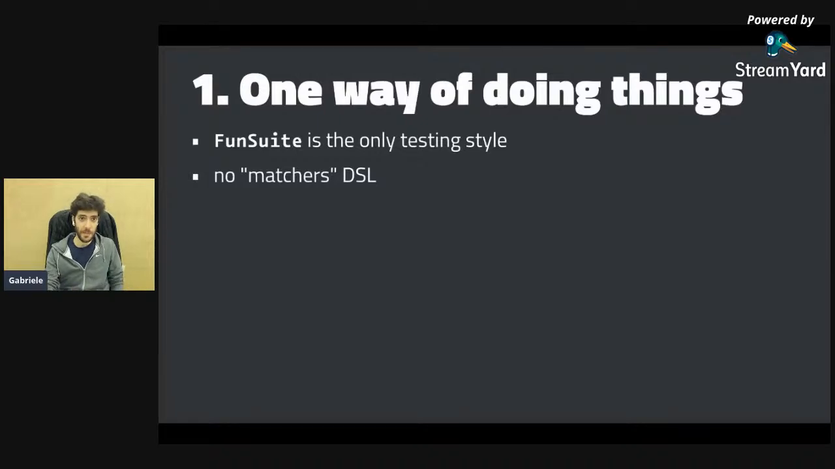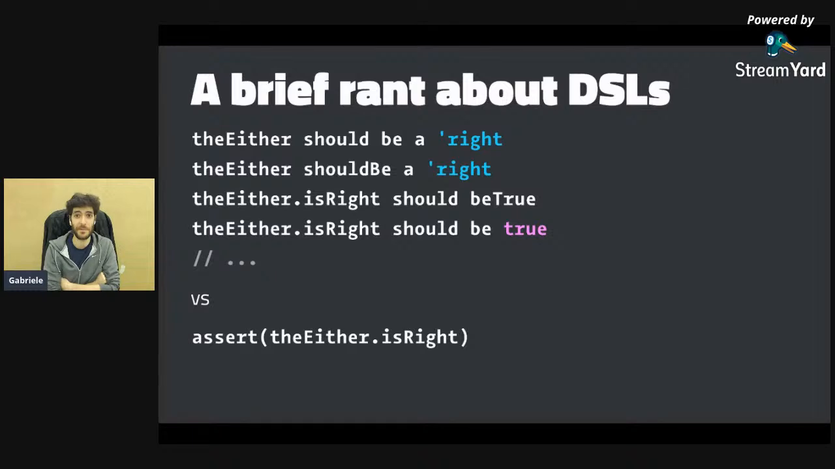So let me jump into a brief rant about DSLs. So these things are all valid ways of writing the same thing. So the either should be a right, the either should be a right, the either is right should be true, and so on and so forth. They're all valid, and it confuses me a lot. It doesn't just confuse me, it actually takes me out of focus, because sometimes I spend a lot of time when I use these kinds of APIs, wondering whether I've chosen the perfect verb, whether there is a smarter way of doing this, whether this is expressive enough.